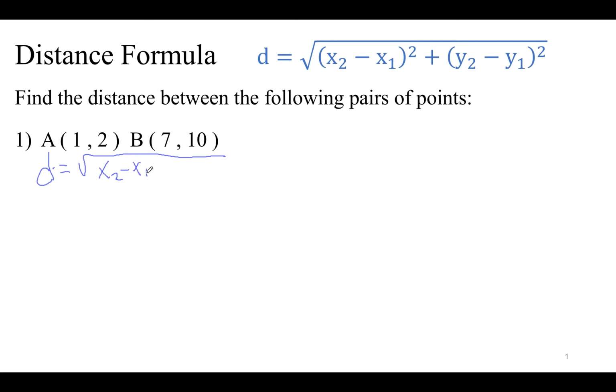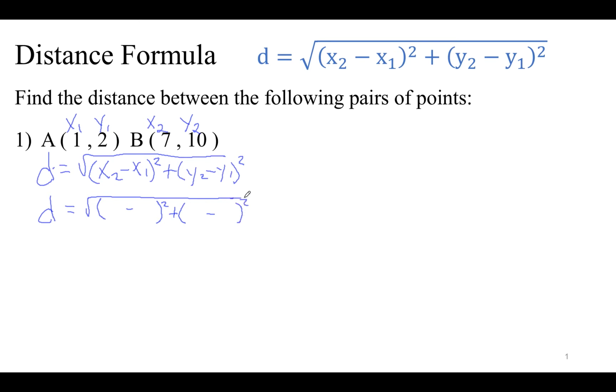x2 minus x1 squared plus y2 minus y1 squared. We're going to make this one x1 and y1. I'm going to show you that it doesn't matter which ones you make x1 and y1 or x2 and y2. Now we're going to open up the parentheses. I'm going to put all the signs down, and I'm just leaving out the variables because now we're just going to fill in the numbers. x2 is 7, x1 is 1, y2 is 10, y1 is 2.